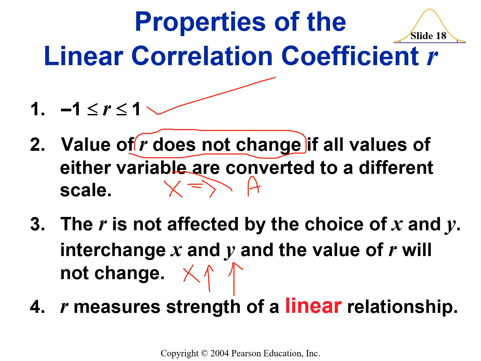Number four, R measures the strength of a linear relation. This is important: R is valid only for linear relations. That means it is meaningless to use R or to compute R if the relation between the variables is not linear.